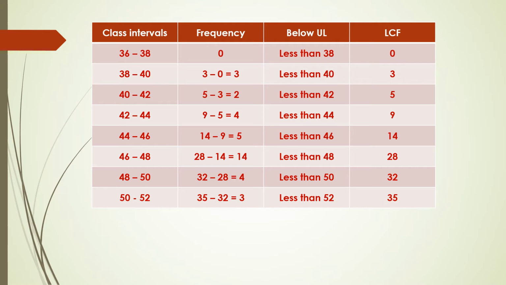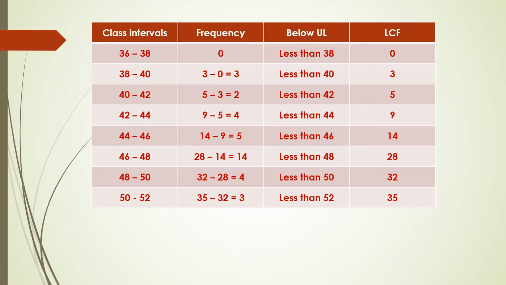By using below upper limit, I will calculate class intervals. What do I do? Here we used upper limits. These are all upper limits: 38, 40, 42, and so on, up to 52. Copy them here. That means in the class intervals, we will get the upper limits.